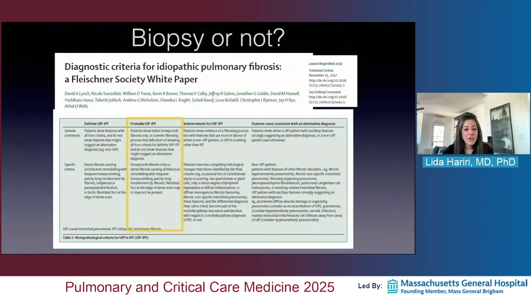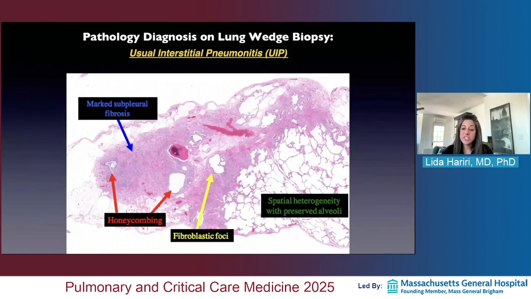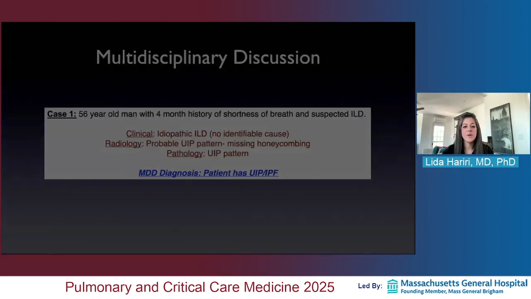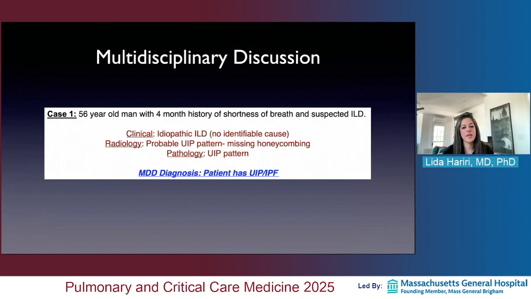When we look at the question of, okay, yes, we're at probable UIP. This patient is male, a former smoker, not quite 60 years old. The patient ended up having a biopsy, and in this particular case, this was a patient who had UIP, no aberrant features. So at MDD, this was a pretty slam dunk, easy case for us of, yes, this is UIP IPF, and we were confident in the diagnosis.